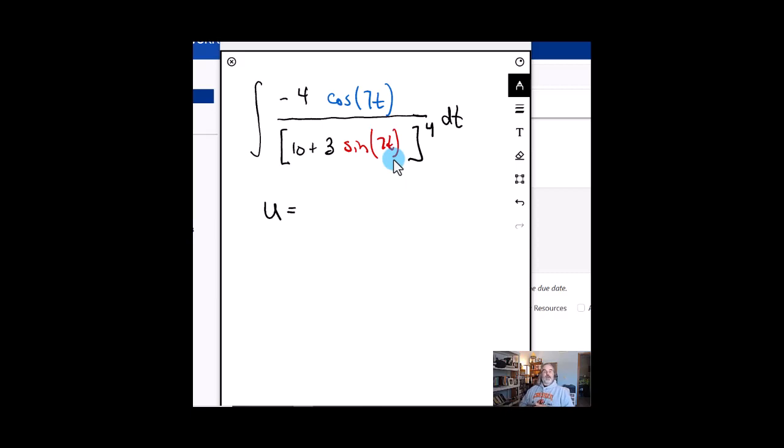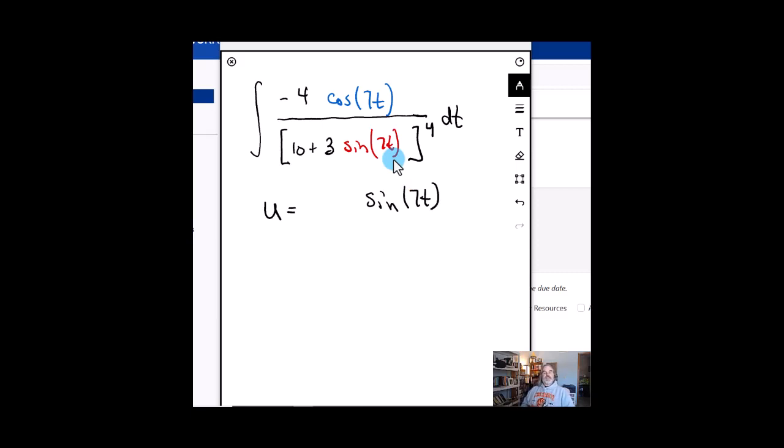Well, if we let u equal cosine of 7t, then the thing that we're going to hope turns into du is down in the denominator, and that doesn't do any good. The du needs to be up in the numerator. So our process will begin with a recognition that u is going to be based on sine of 7t.